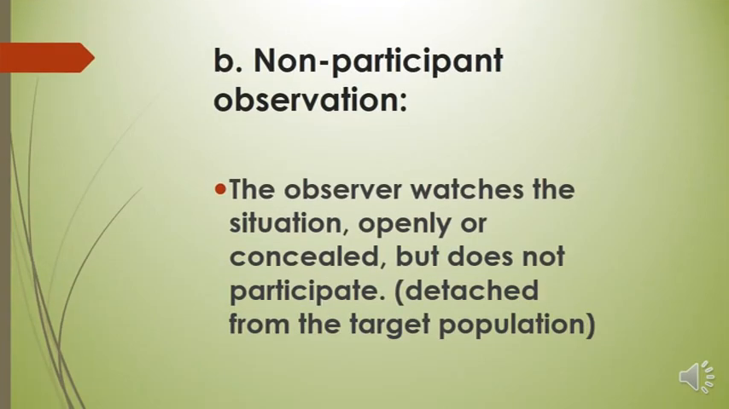Non-participant observation. This type of observation is mainly conducted in quantitative studies. The previous one is mainly done in qualitative studies. In non-participant observation, the observer watches the situation openly or concealed, but does not participate. In other words, the researcher is detached from the target population.